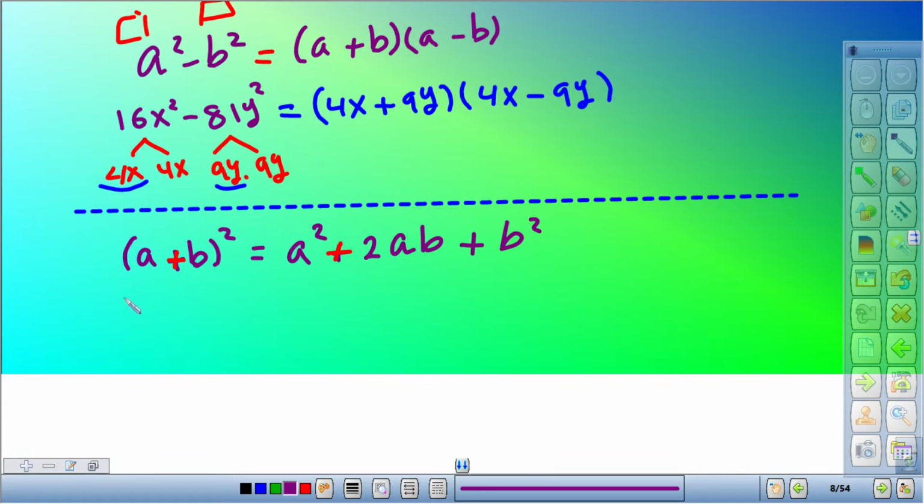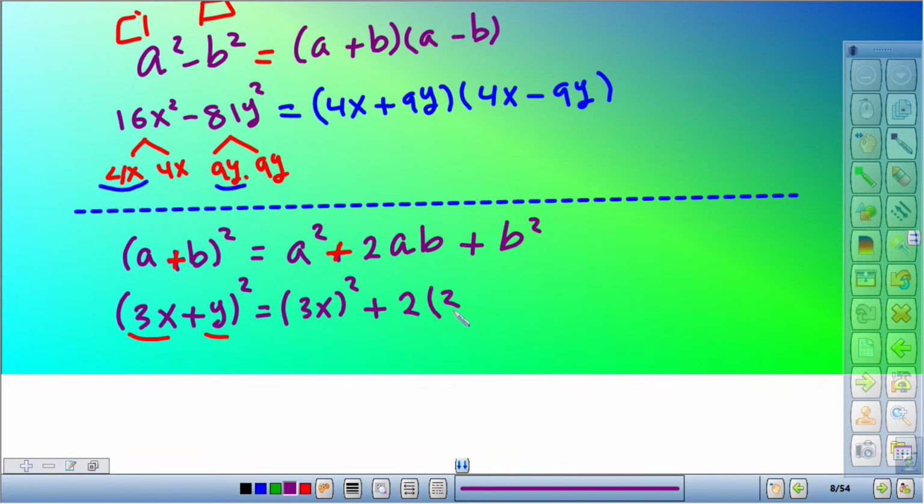For example, we need 3x and then plus, I'm going to say just the y by itself. Quantity squared. Well, what's the first term? This is my A here. This is my A and this is my B. Okay, so I'm going to square the first term. So you're going to say this is 3x squared plus 2 times the first term, which is 3x, times the second term, plus the second term being squared.